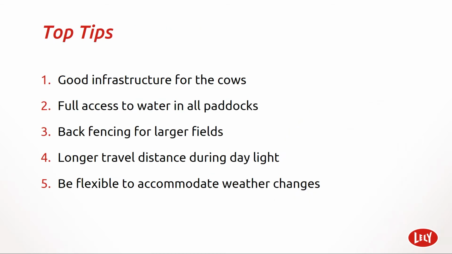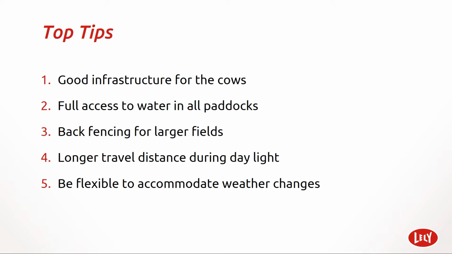So, some top tips. 1. Ensure a good infrastructure for the cows. Cow tracks must be wide, well maintained, and always accessible when the cows are in the paddock. We want to prevent narrow points throughout the farm where dominant cows can stop and restrict the access of submissive cows. 2. Full access to water in the paddocks, with water troughs close to the gateways to encourage cow flow.